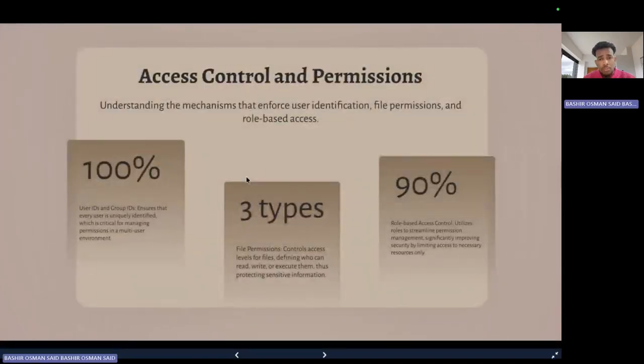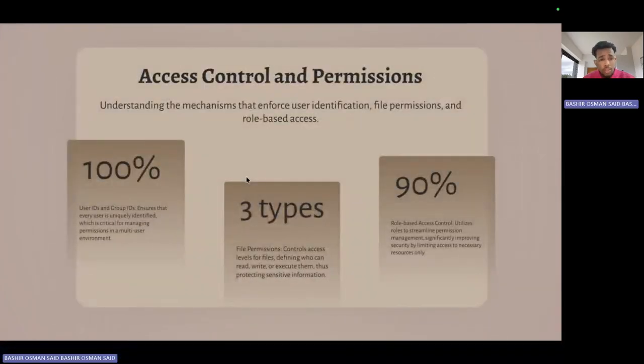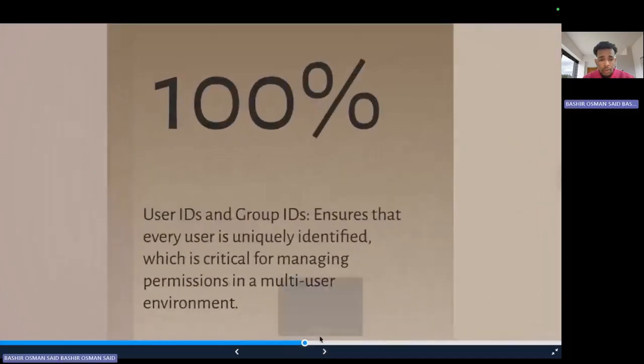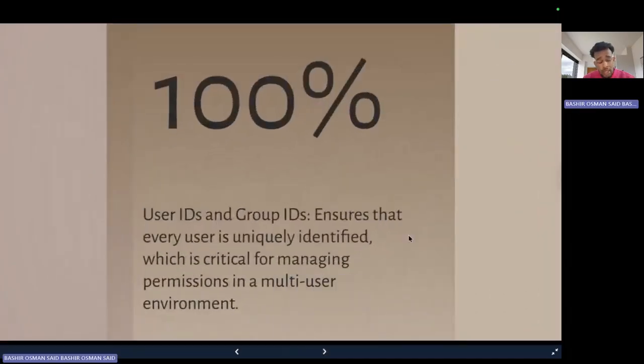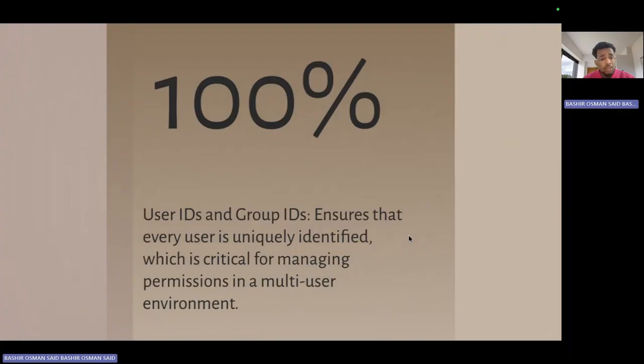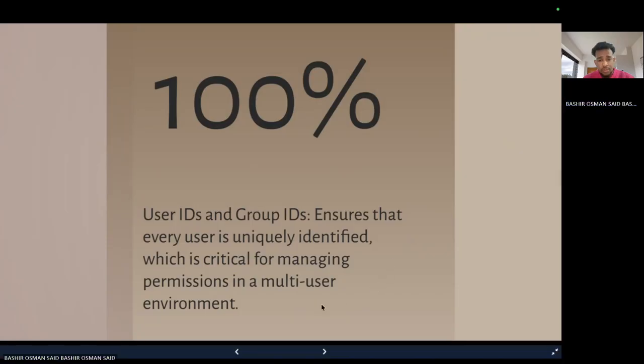Access control and permissions. Here we're going to talk about how access controls work with permissions, understanding the mechanisms that enforce user identification, file permissions, and role-based access. User IDs and group IDs ensure that every user is uniquely identified, which is critical for managing permissions in a multi-user environment.